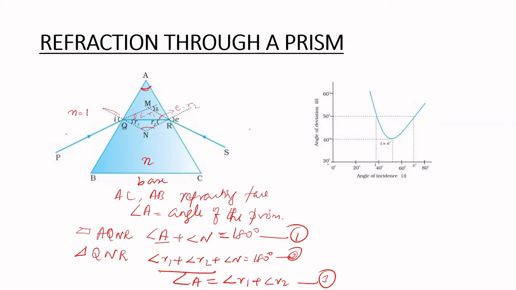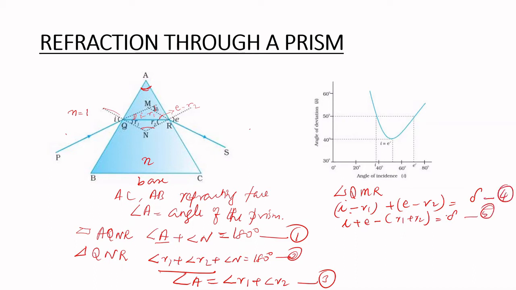So in triangle QMR, what we get is I minus R1 plus E minus R2 is equal to delta. We used the exterior angle property: the exterior angle is equal to the sum of the interior angles. So what we get here is I plus E minus (R1 plus R2) is equal to delta. So this is our fourth and this is our fifth equation.